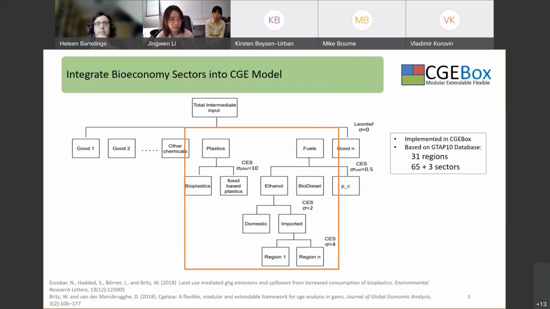We aggregate all the countries into 31 regions. Some are individual countries, and the others are aggregated as regions. And also we have 68 sectors in total.